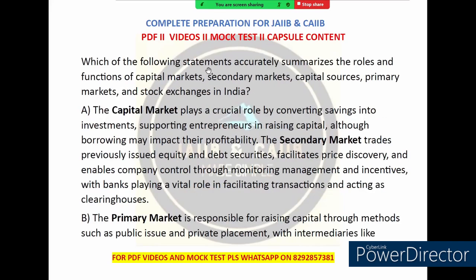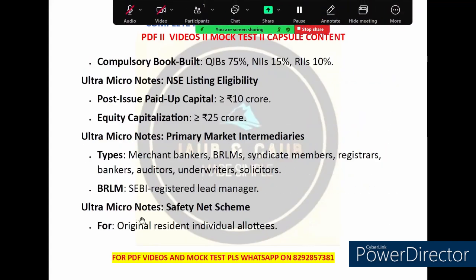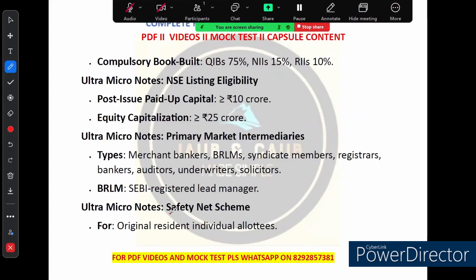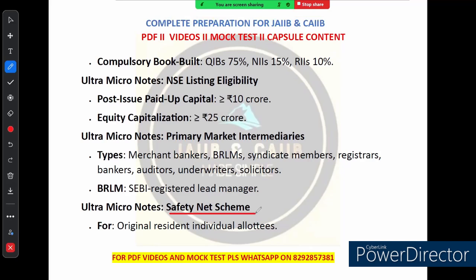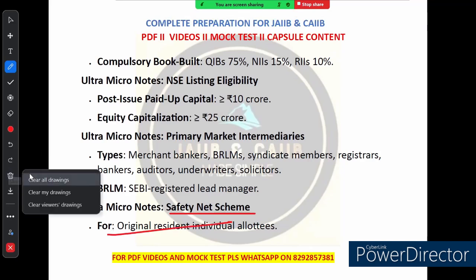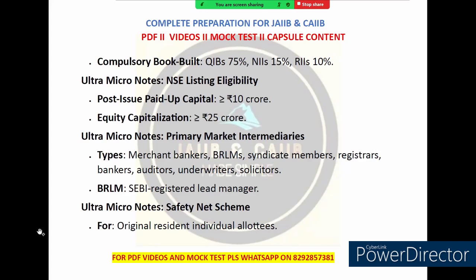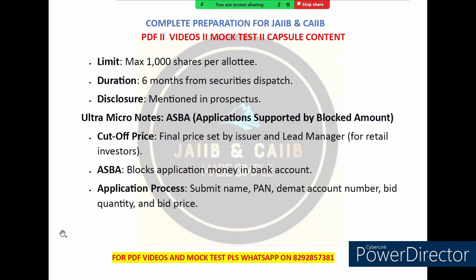Now what is this safety net scheme? So let's discuss this safety net scheme. This scheme protects original retail allottees for up to 1000 shares, and it is valid for 6 months from the time shares are dispatched. Two things you have to remember regarding this safety net scheme. So that's your quick guide to the entire topic.